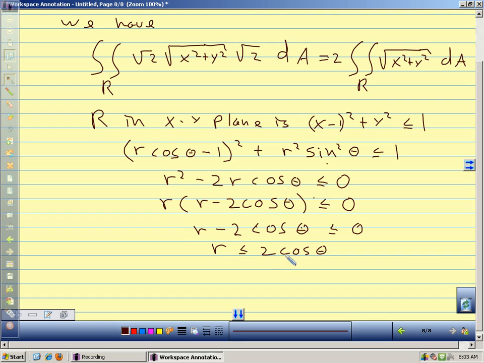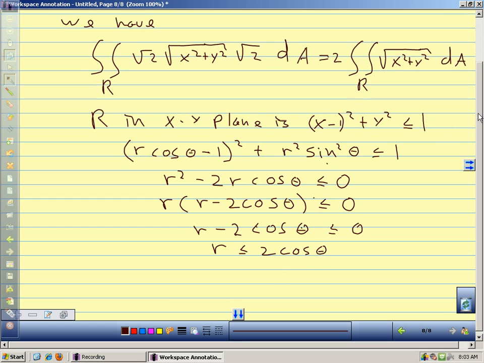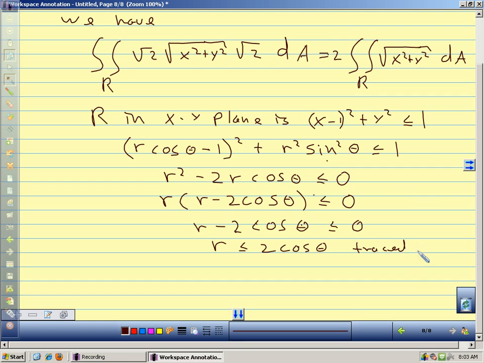This is a circle, our circle in the xy plane, and this circle is traced out once from 0 to pi. So this is our boundary. This is equivalent to this condition in the xy plane. So our region is going to be this circle, and we only want to go around the circle once. That gives us our boundary. So finally, we can write our integral. We had to use this to find our boundary in the xy plane, so now we can set up our integral.